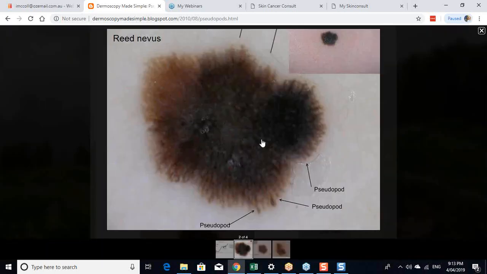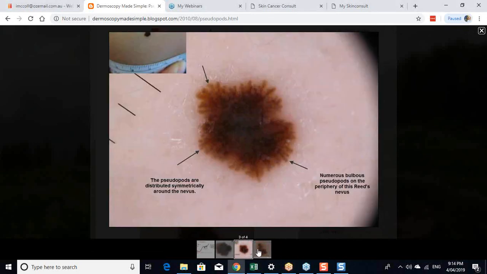Here's a Reed nevus. You can see the symmetrical nature of lots of these pseudopods around the outside. It sometimes can be difficult to decide between a melanoma and a Reed nevus. And if you've got a very dark lesion like this on the lower leg, almost certainly you'd advise excision of the lesion anyway. So let me just have a look at a couple of other images here. This could easily be a Spitz nevus as well as a Reed, but you can see lots of little pseudopods here all the way around this. So it's pretty symmetrical, the pseudopod distribution.